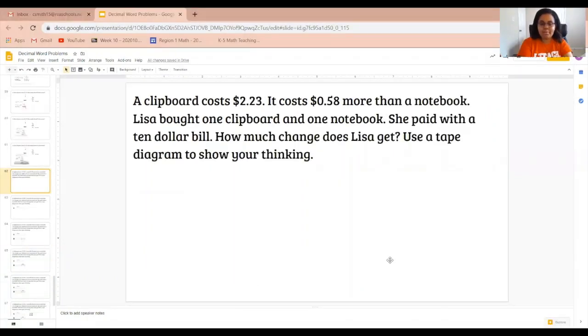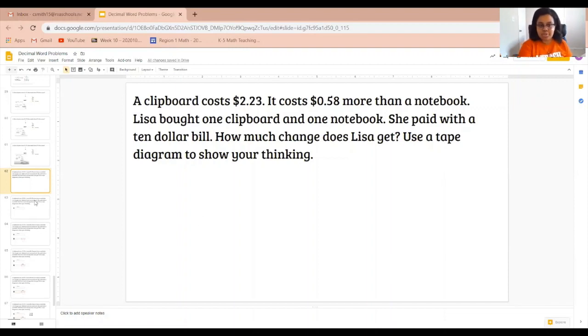Our final problem reads, a clipboard costs $2.23. It costs 58 cents more than a notebook. Lisa bought one clipboard and one notebook. She paid with a $10 bill. How much change does Lisa get? Use a tape diagram to show your thinking.